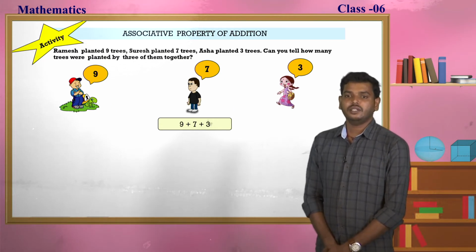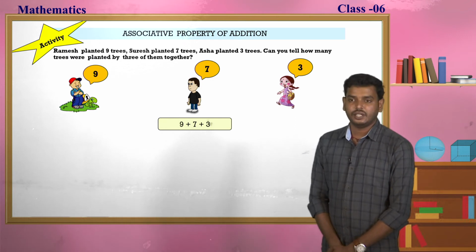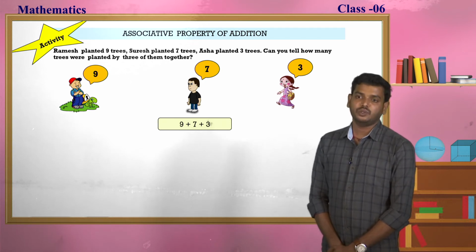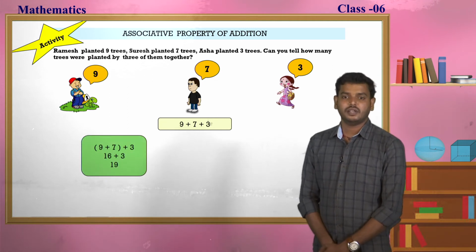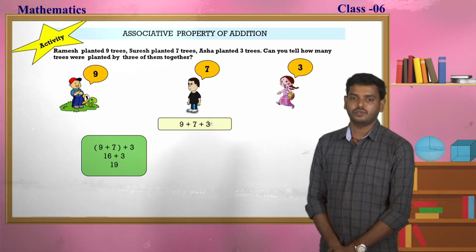If we need to find the sum, that is 9 plus 7 plus 3, we are able to find the answer, but according to associative property, we will rearrange the numbers in two different manners, that is 9 plus 7 plus 3. Here the first two numbers we will group and we will try to find the solution.